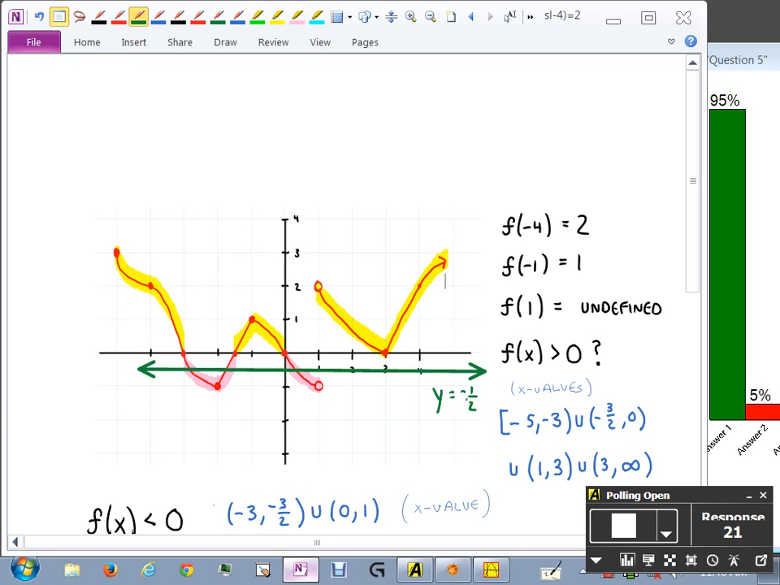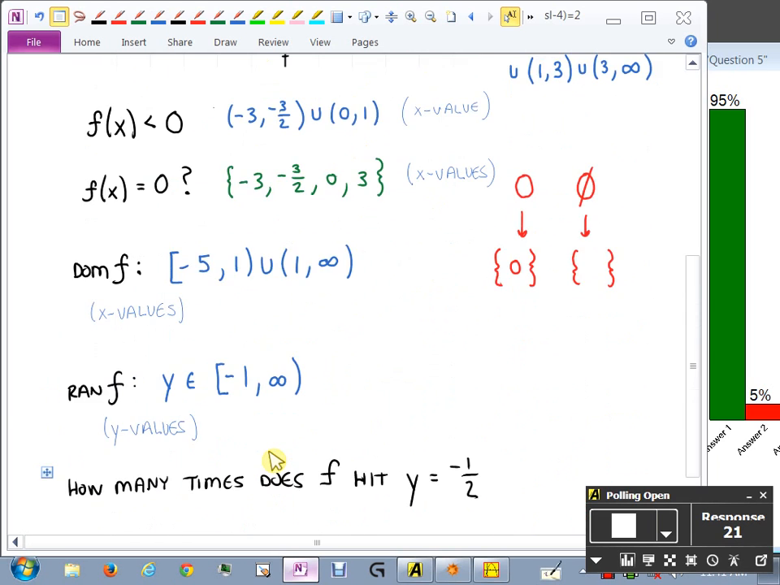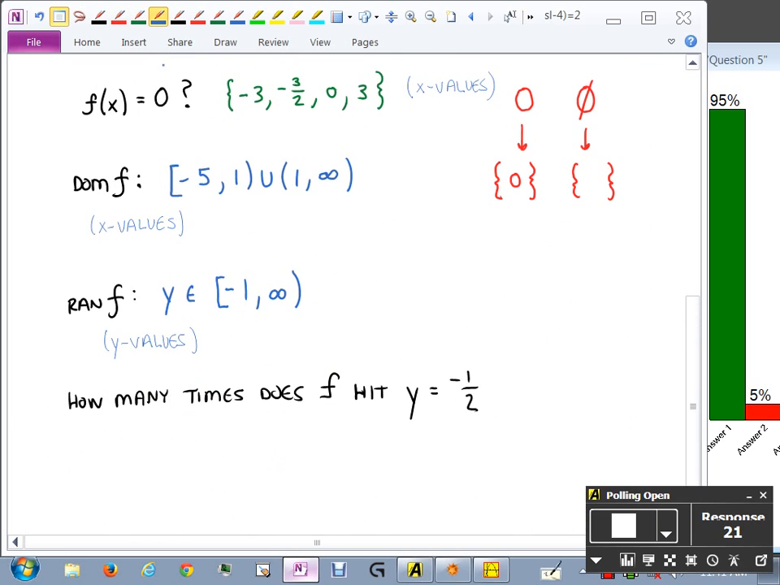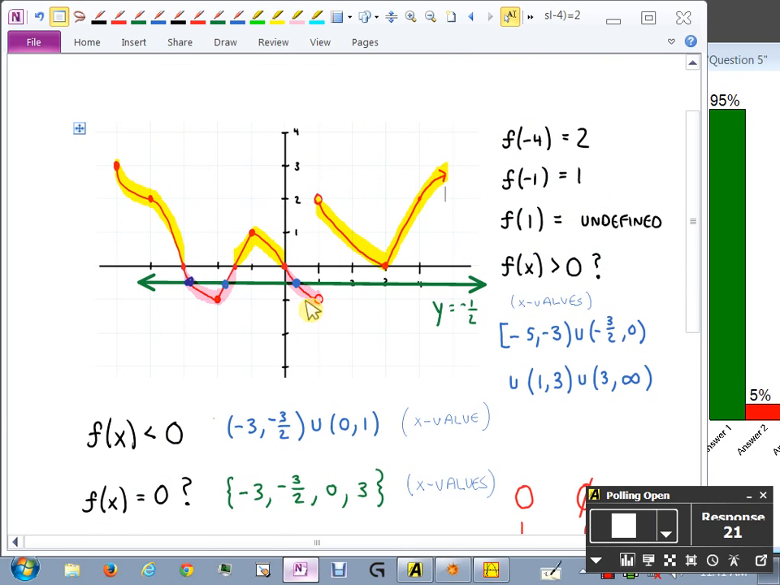How many times do I hit it? Three times, right? I hit that graph once, twice, three times. The answer is 3. Do I know where? Nope, I can't really tell. I could guesstimate these, but it would truly be a guesstimate.